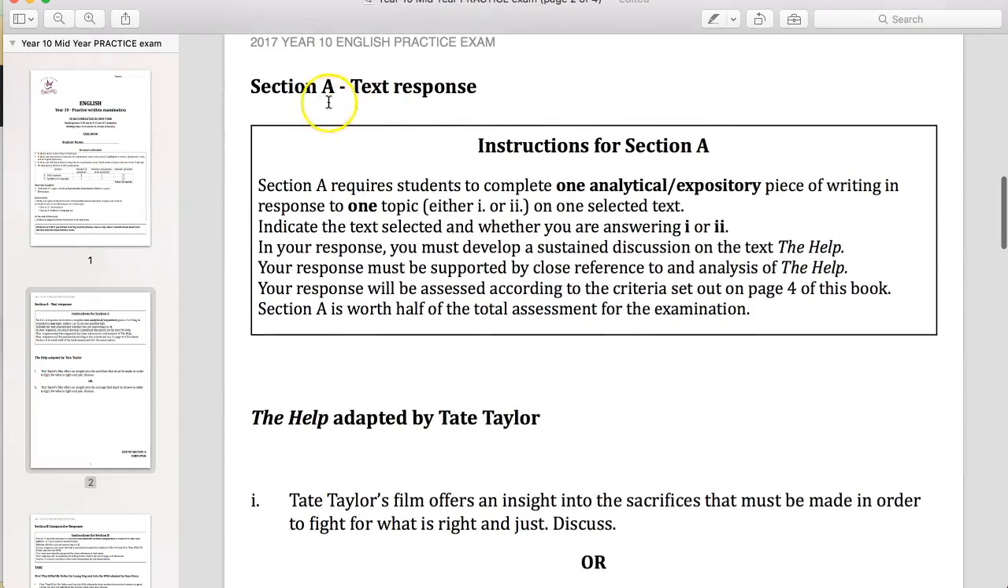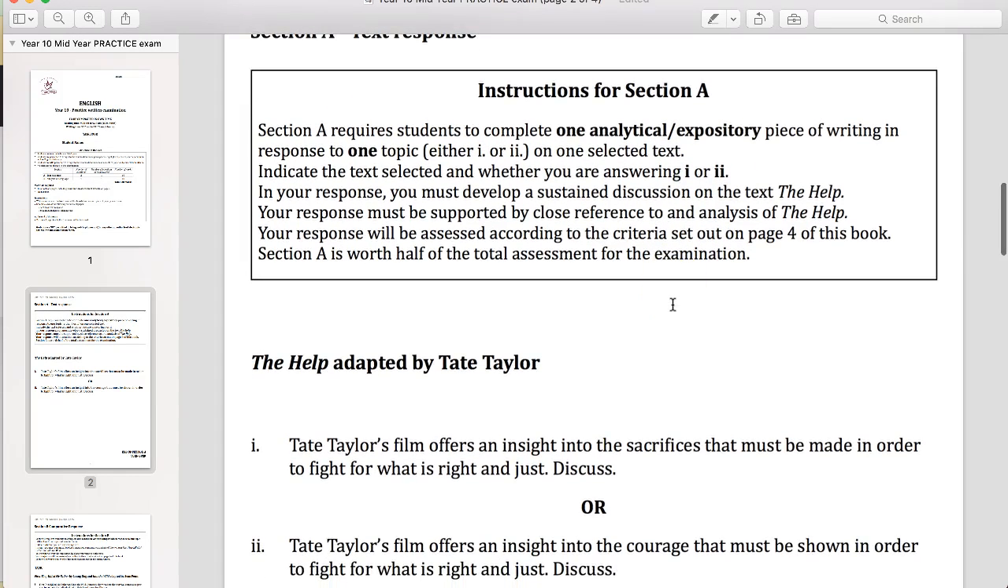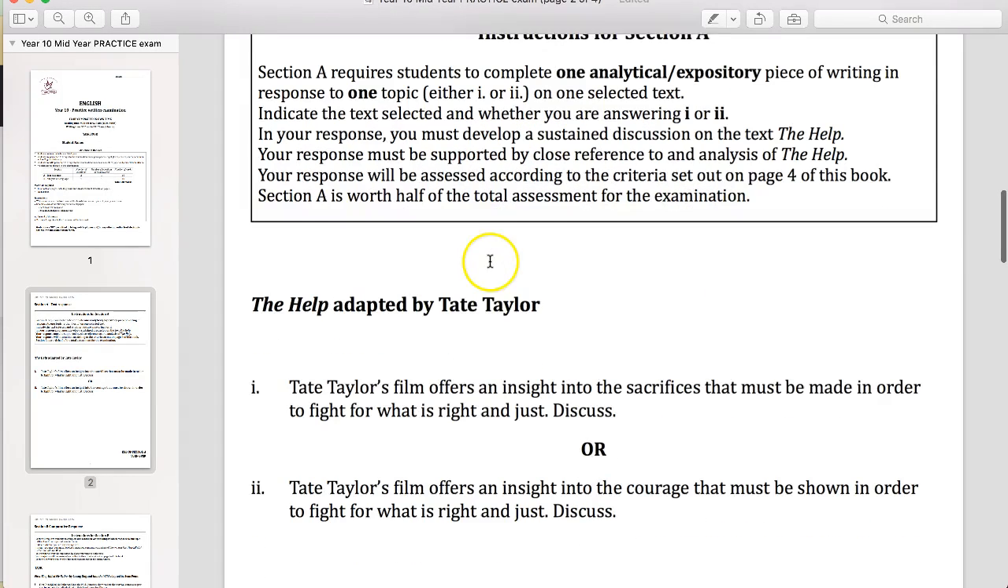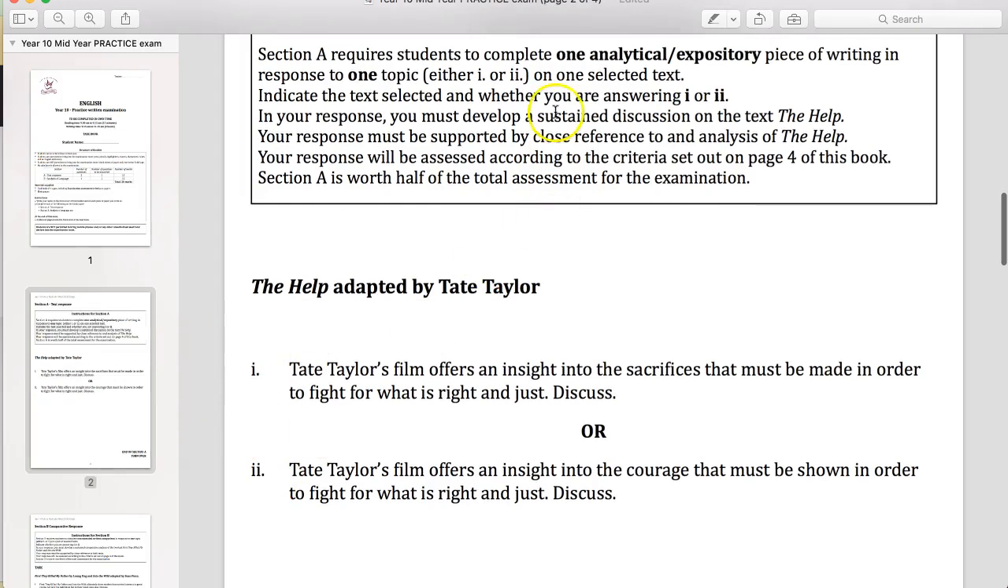Okay, so Section A, text response. Instructions for Section A. Section A requires students to complete one analytical expository piece of writing in response to one topic, so either 1 or 2, on a selected text. Indicate the text you've selected, so you need to write this prompt at the top of your first blank page, put your name on the top and number that page. And then you're going to start writing, obviously, when you've got that opportunity.